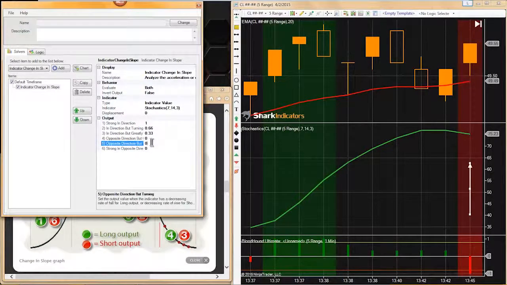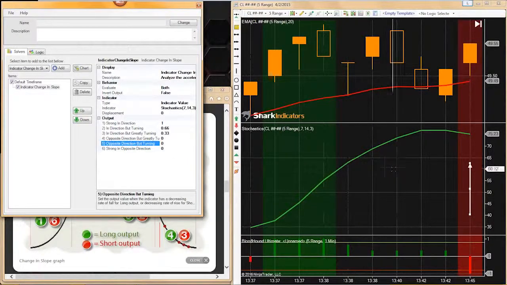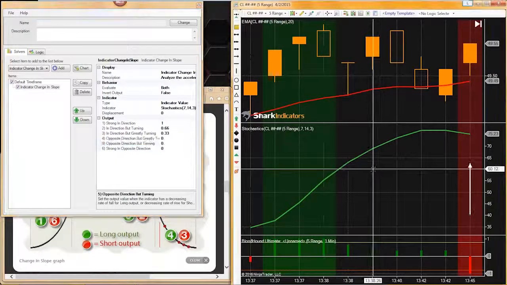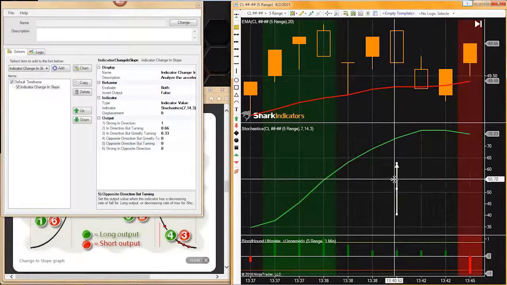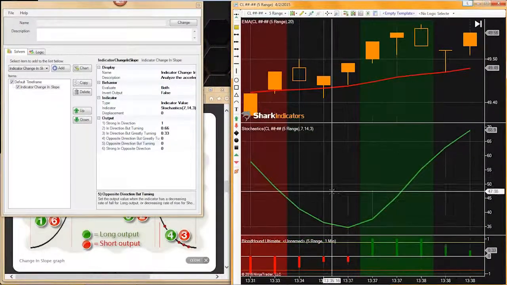So you can kind of custom tailor this to help you out here. I guess one common way to use this is you can custom tailor this to give your Bloodhound logic a little bit of warning. So let me focus on the long side again here.